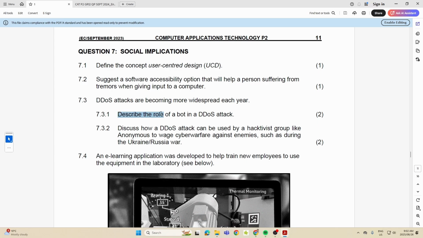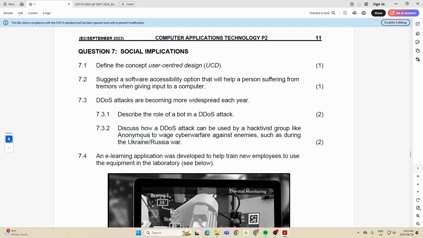Because now they're asking you to describe the role of a bot in a DDoS attack. So these attacks use thousands of infiltrated computers to overwhelm a server with a mass of requests. That's really it. It's just because every time you go to a website, you actually go into a server, you're making a request to check a particular website. So these bots will take over certain PCs and send through thousands and thousands of requests, and then the server can't handle it.